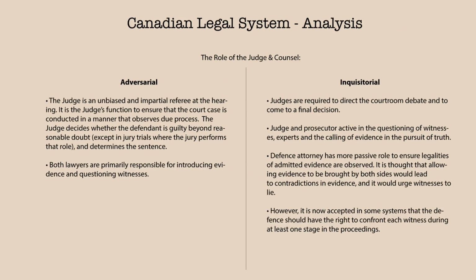The roles of the judge and counsel are also different. In the adversarial system, the judge is an unbiased and impartial referee at the hearing. It is the judge's function to ensure that the court case is conducted in a manner that observes due process. The judge decides whether the defendant is guilty beyond reasonable doubt, except in jury trials where the jury performs that role, and then the judge determines the sentence. Both lawyers are primarily responsible for introducing evidence and questioning the witnesses.